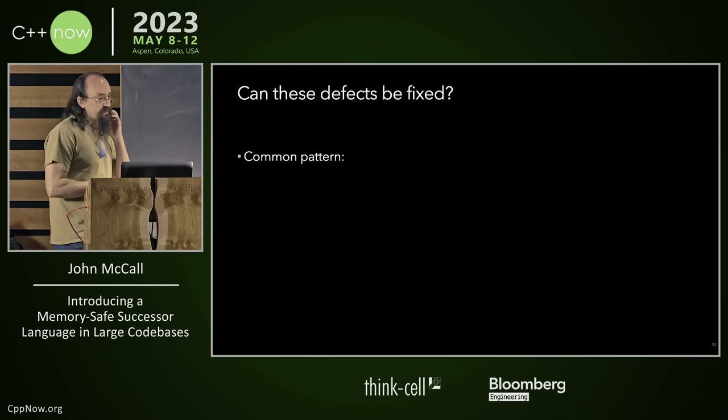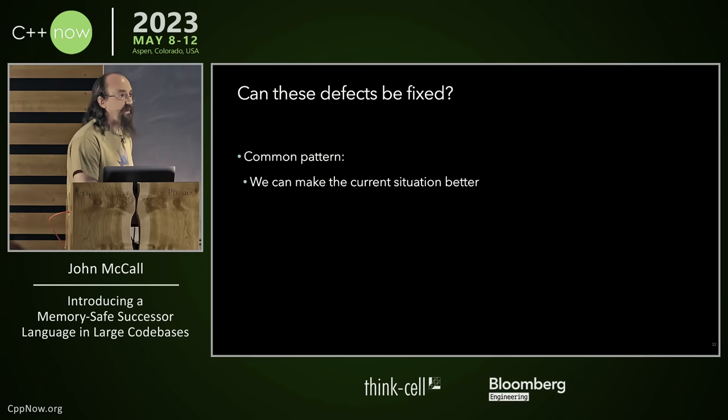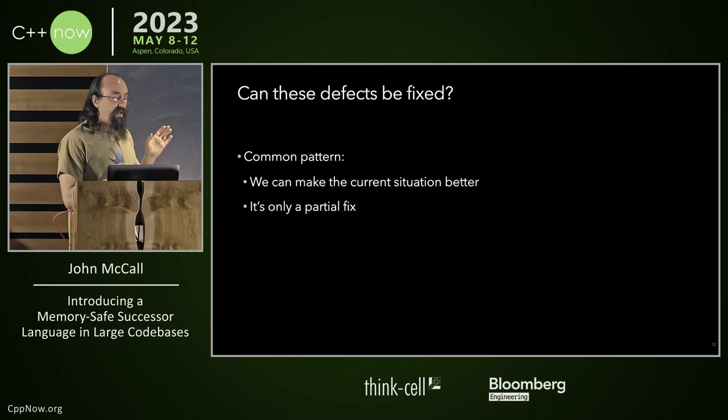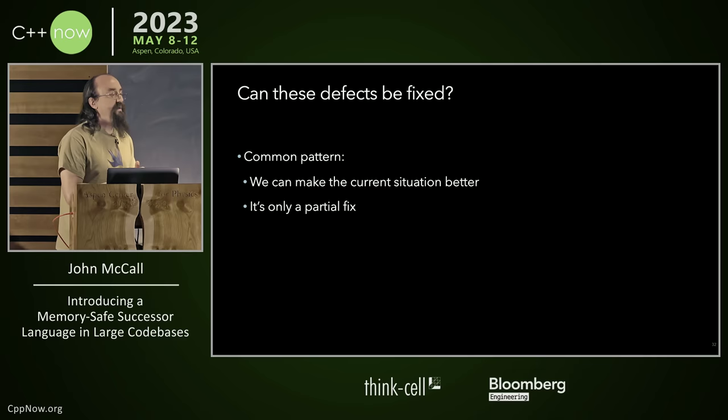It's very common that there's absolutely something we can do about any particular issue to make it better. We can add some sort of real mitigation, and it will improve things. Often, that's only a partial fix. There are many aspects of the problem that it doesn't address. It's addressing it in a particular context, but not a different context. Or it's addressing some sources of the problem, but not all the sources of the problem.